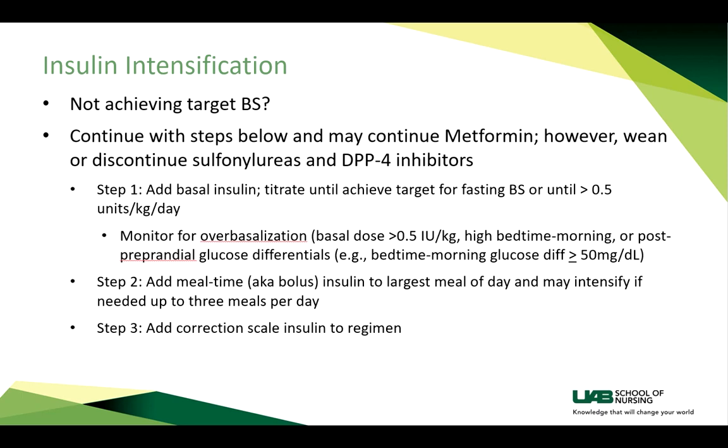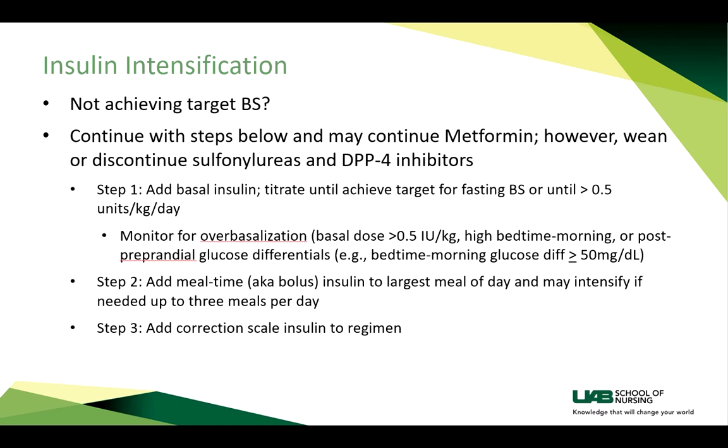We would want to add the basal insulin and titrate to achieve a target blood sugar range. Our fasting blood sugar is to be within our target level, or until we get to 0.5 units per kilo per day. The reason that is important is because basal insulin is our basic need for insulin that is there and present anytime that we are not eating. That is what we use our basal insulin for, to help get the glucose out of the bloodstream and into the cell so it can be used as energy at all times.